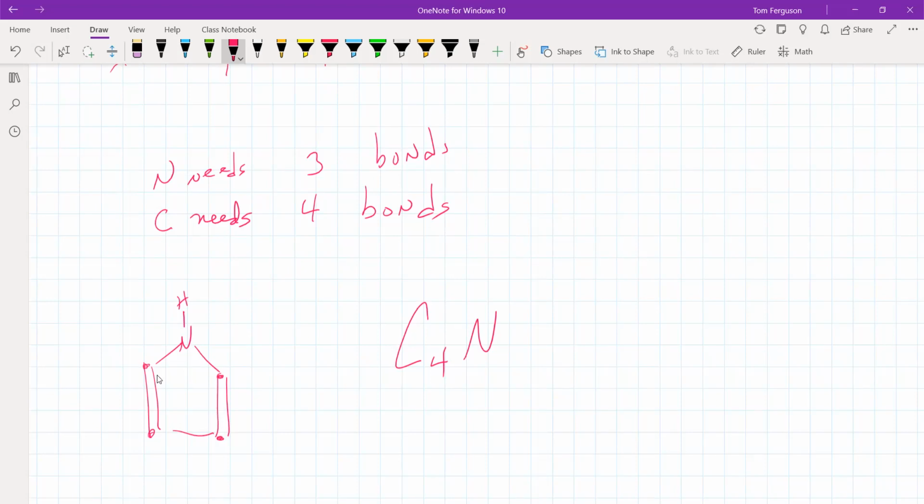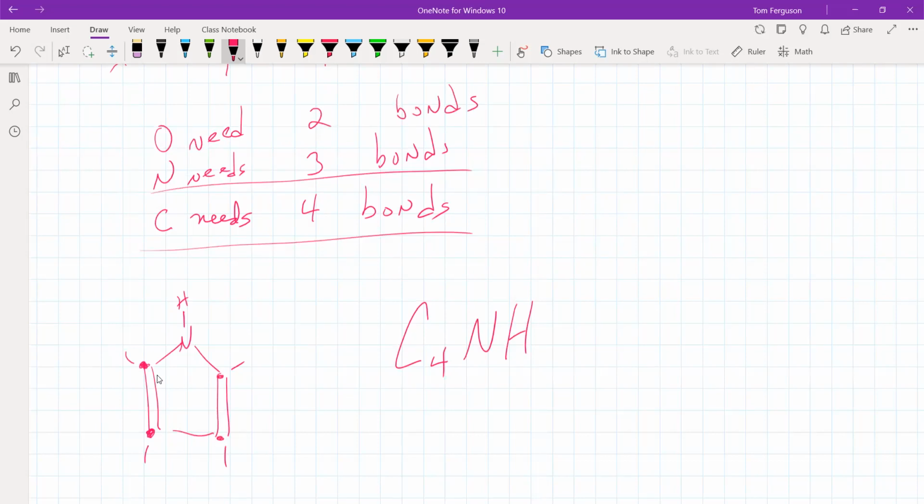Okay, so this carbon here has got a single bond to the nitrogen and a double bond to the carbon, leaving one hydrogen left. This carbon here has got a double bond and a single bond, leaving one hydrogen. Same here. Same here. Again, let's complete this here. So it's going to be 5 hydrogens.